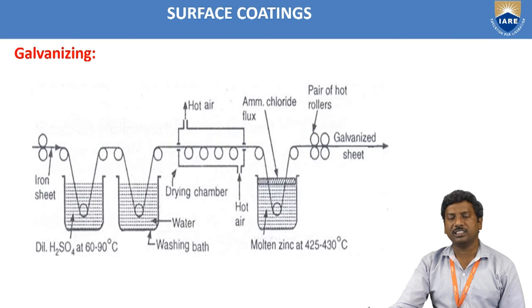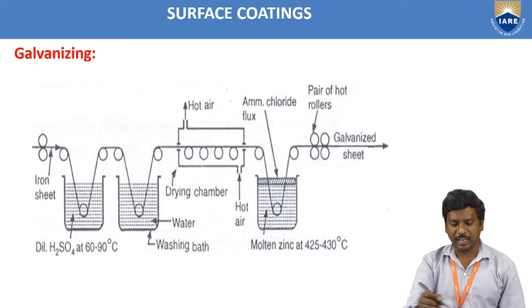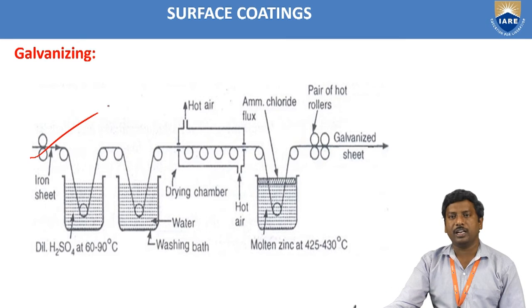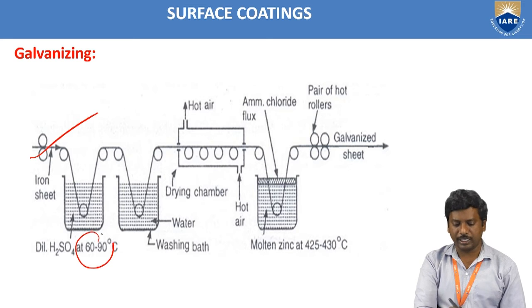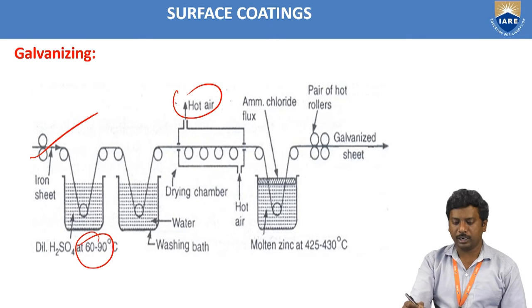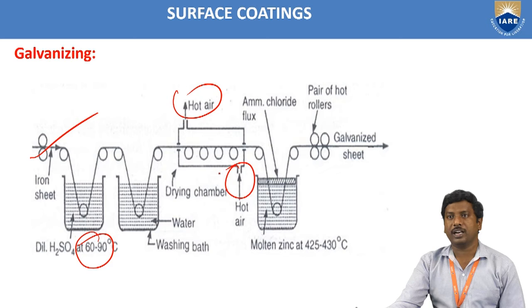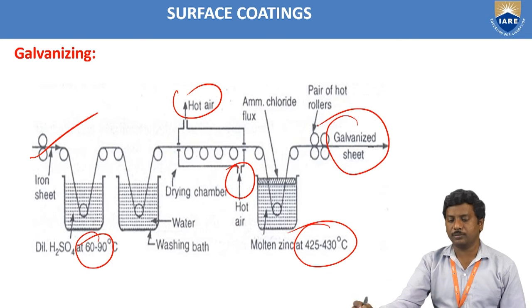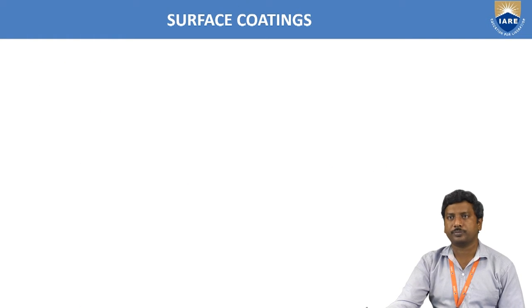This is how galvanizing takes place in the picture diagram. Initially, we consider iron sheets from the left side. They are treated with dilute sulfuric acid at 60 to 90 degrees centigrade and washed in a water bath. After the drying chamber, there are two exits, a hot air inlet and outlet for drying purposes. After that, ammonium chloride flux is used over the molten zinc metal, maintained at 425 to 430 degrees centigrade. Finally, you get a pair of hot rollers to produce a galvanized sheet, protected from the corrosion phenomena.